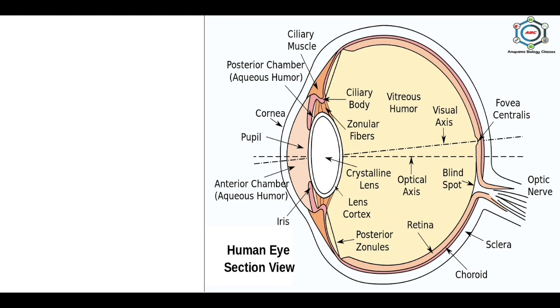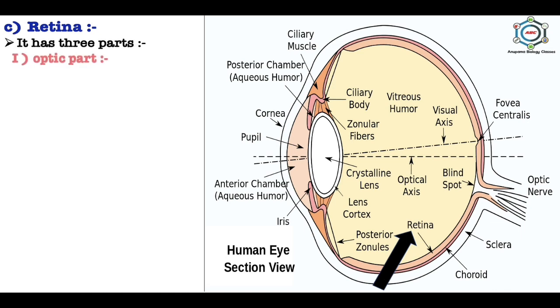Now this is the human eye section view, and the third part of the wall, that is the retina. Retina is found at the back of the eye. Its major function is to receive light from the focus and transform it to electrical impulse before being sent to the brain. This is the structure of retina. You can see in the picture.